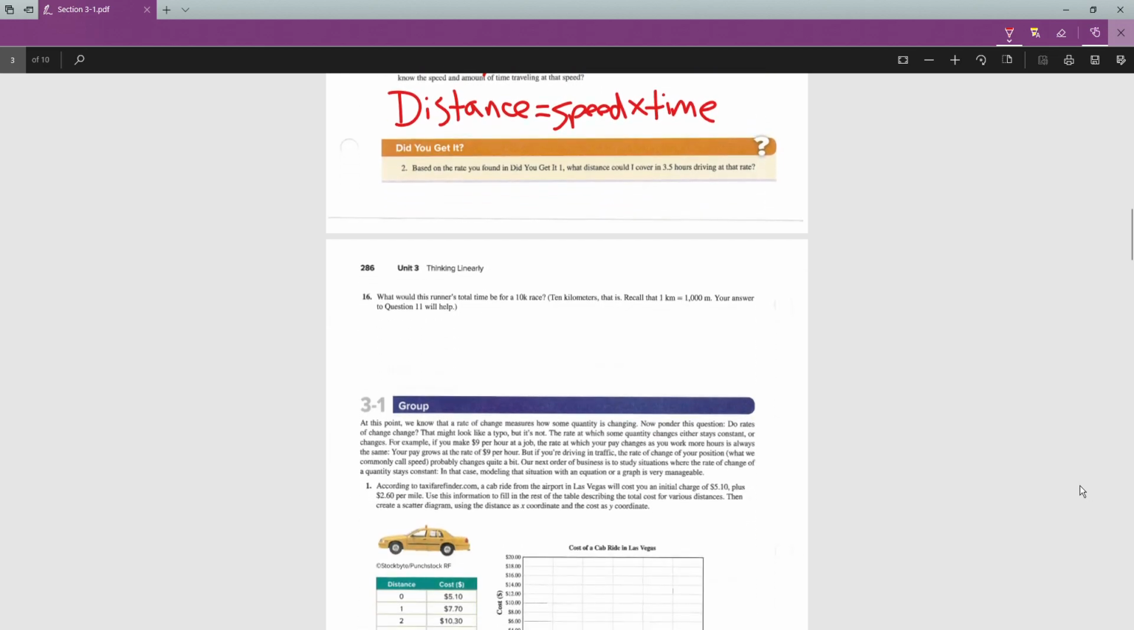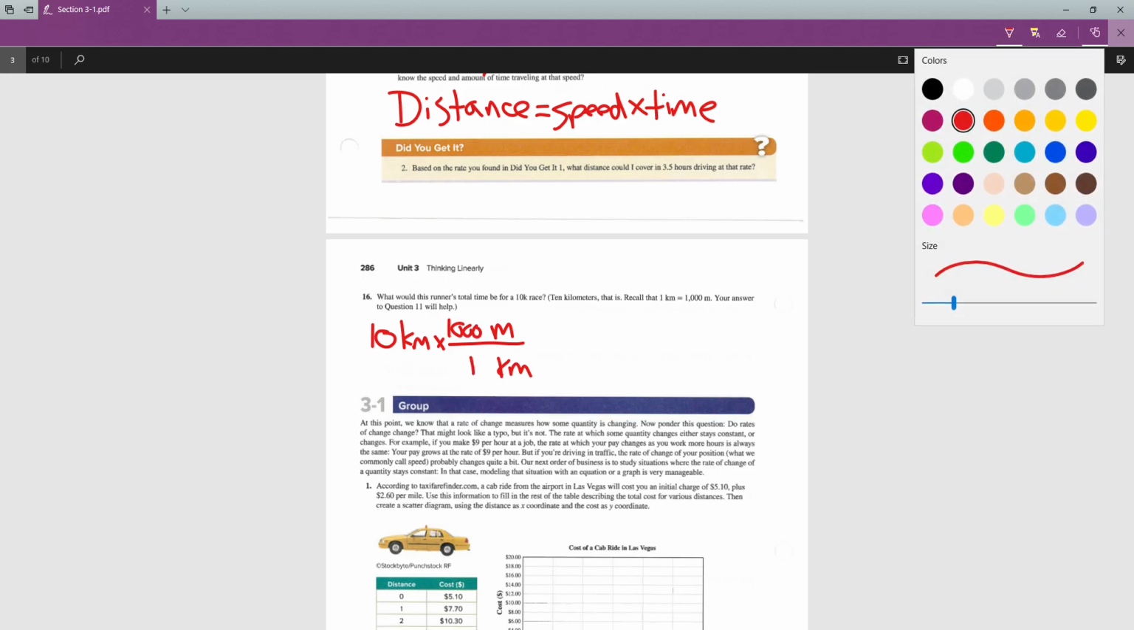Let's turn to the last question, number 16 on page 286. This one says, what would the runner's total time be for a 10K race? And they give you some information that you know. The first thing we're going to do is start with the fact that the runner is running 10 kilometers. Everything I know is in terms of meters, so the first thing I'd like to do is get rid of kilometers, so it goes on the bottom, and turn it into meters. What do I know? I do know that there's 1,000 meters in 1 kilometer.